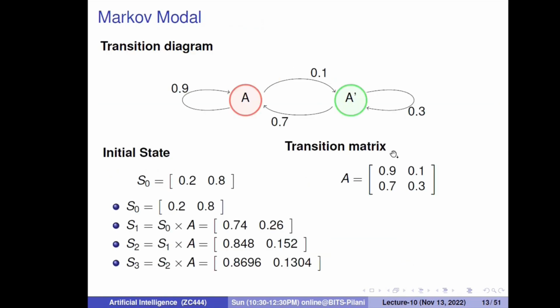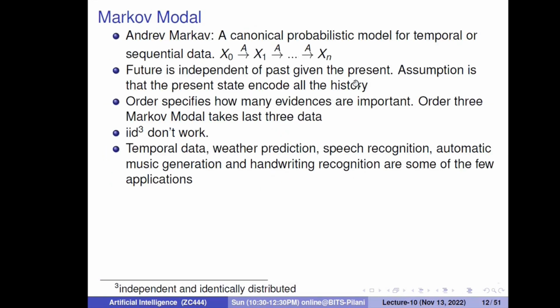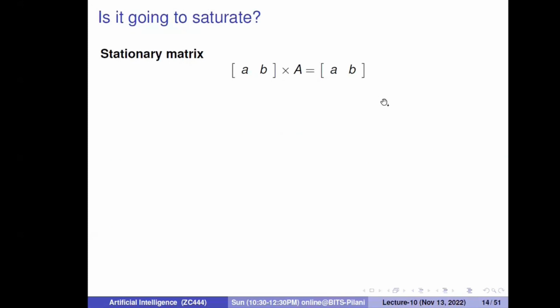Everybody understood what is Markov model? Markov model, you are going to apply something, you are going to get something. Okay. Now what is hidden? And let me talk about today's topic. Today's topic is hidden Markov model. What is hidden Markov model?